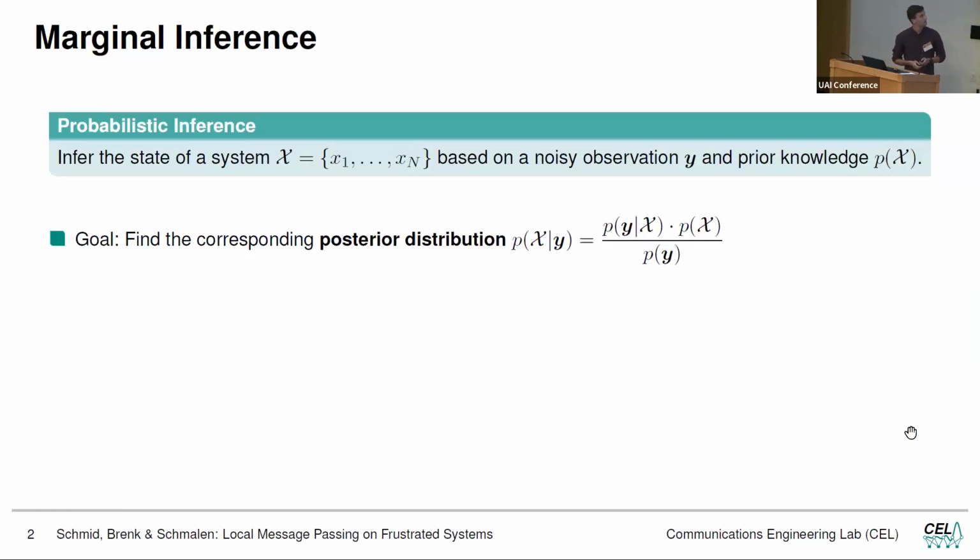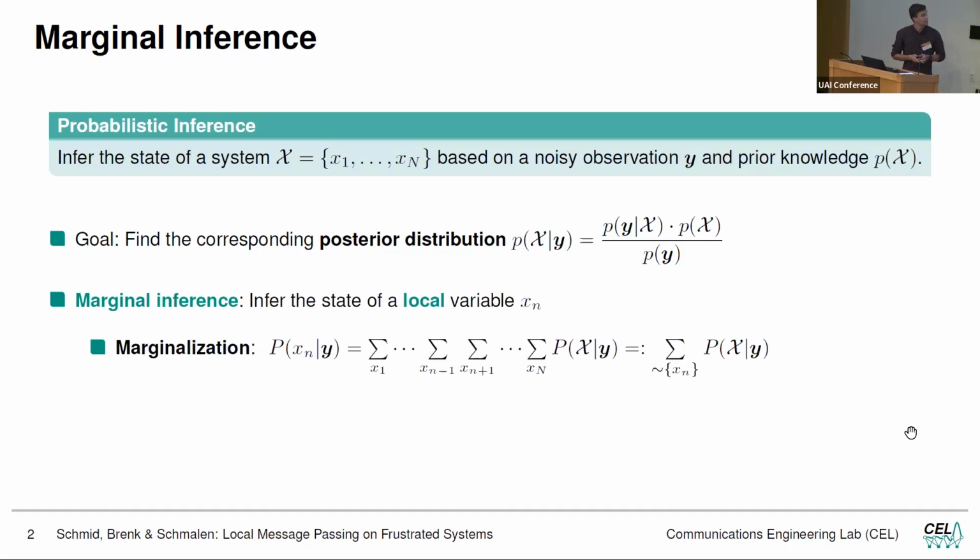We are dealing with probabilistic inference. We are considering a system as a set of random variables, and we want to infer the state of the system given some possibly noisy observation. Using Bayes' theorem, we can also incorporate prior knowledge here. Especially, we are interested in marginal inference, which means that we want to infer the state of one single variable. To do so, we need to marginalize out all these other variables. This can become quite computationally complex if we deal with a large system.